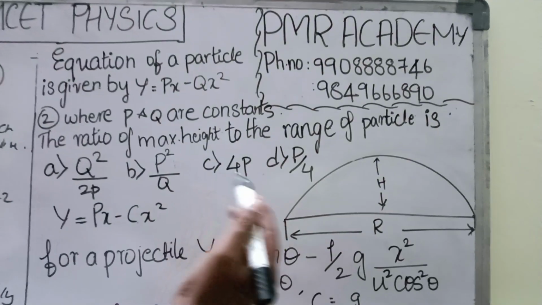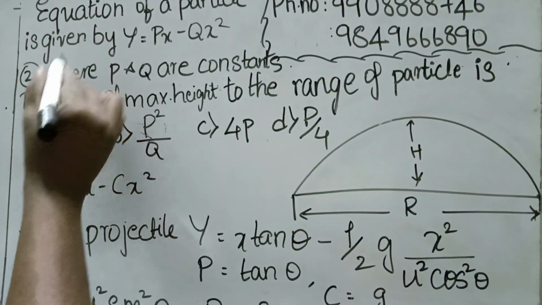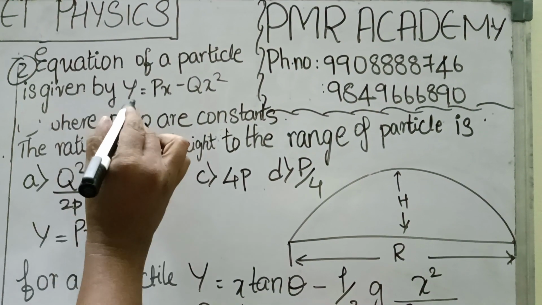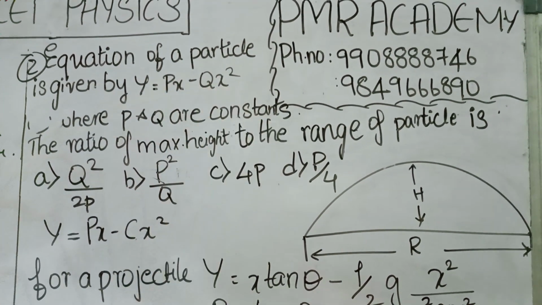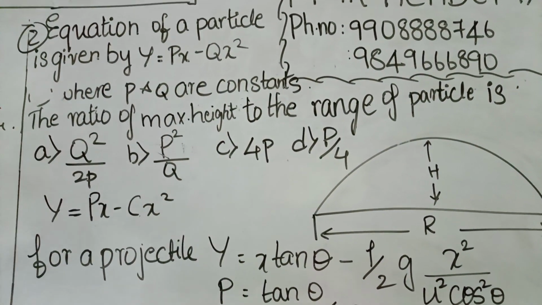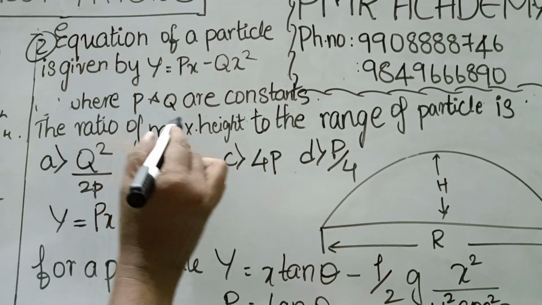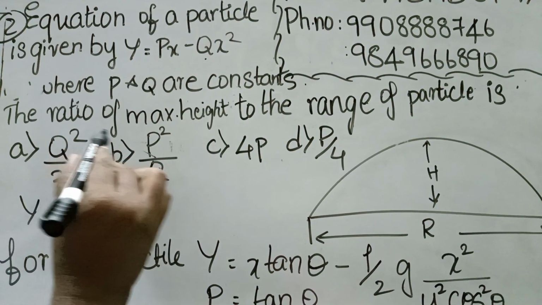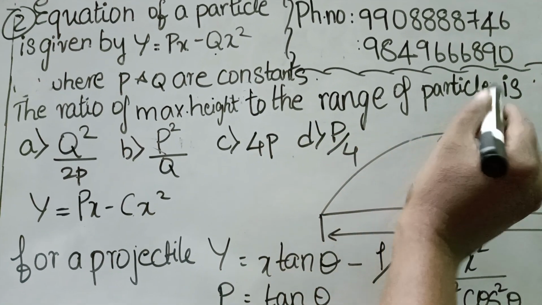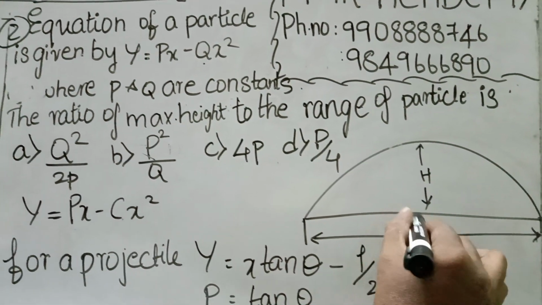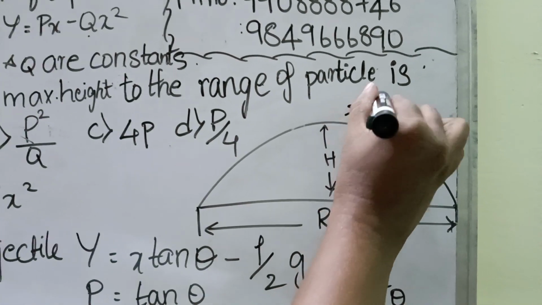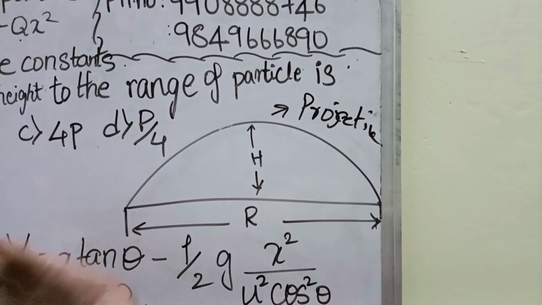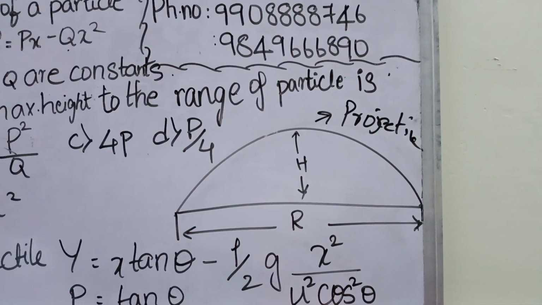Now coming to another problem. The equation of a particle is given by y is equal to px minus qx square. It is parabolic, it is the equation for a parabola where p and q are constants, and x is the variable. The ratio of maximum height to the range of the particle. So here we are getting height and range. So this is called a projectile, because when you project a particle into space, it is called a projectile.